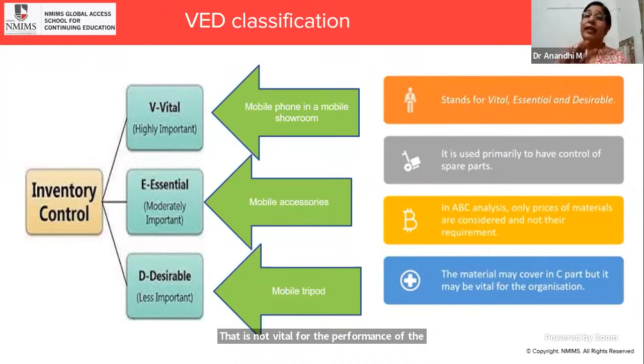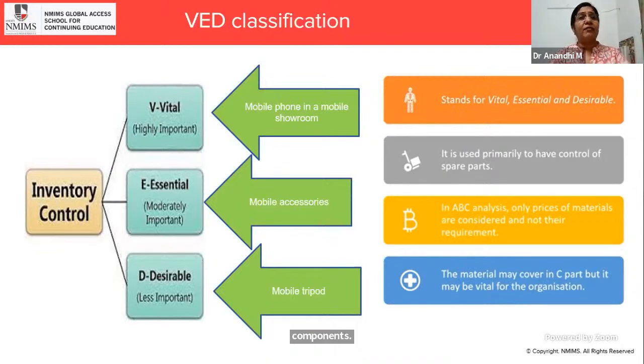For the car to run, AC is not vital. But with the surrounding climate, to avoid pollution and all that, we feel AC in the car is very, very essential. So now you got the difference between vital and essential components. That's how you classify. Desirable is optional, like having a music system or infotainment facility in a car. That is completely desirable.